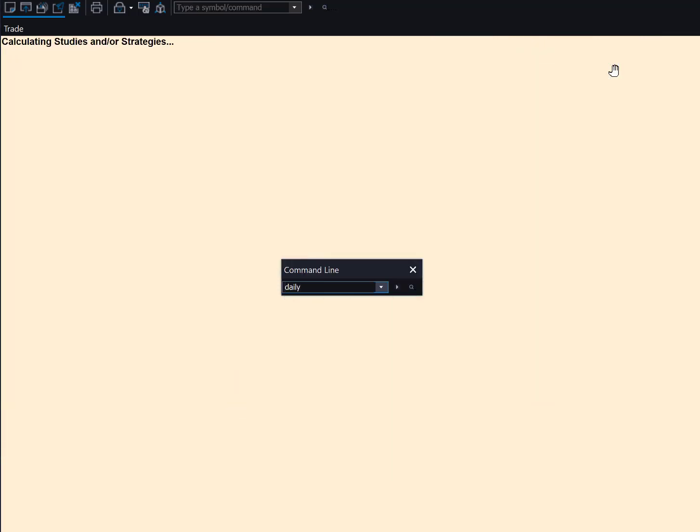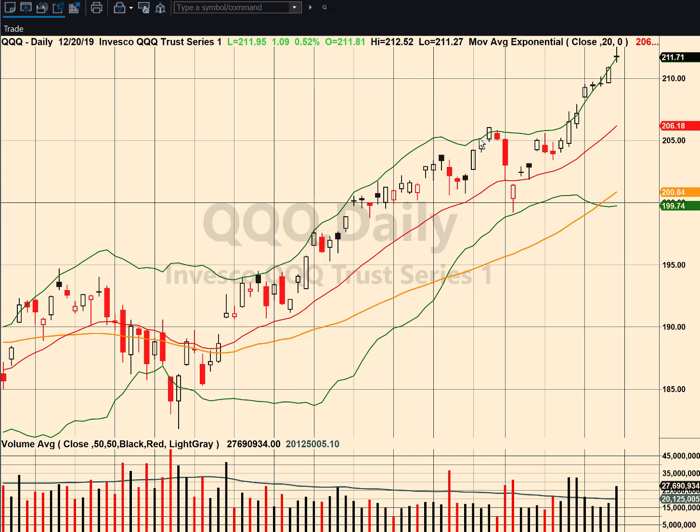If I go to a daily chart of the Qs again, consolidation, then we start riding the band. That's okay. When you see a full day's trading above or below a Bollinger Band, that is a yellow flag, canary in the coal mine. Let's look at the Russell 2000.